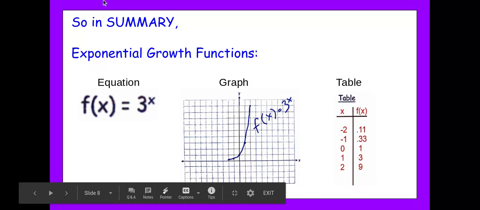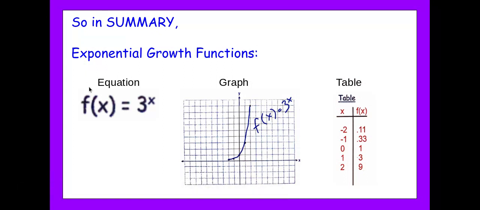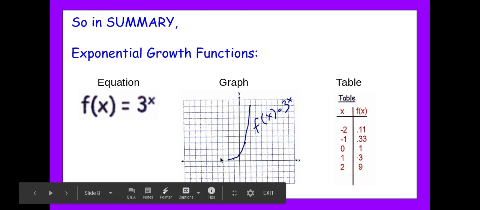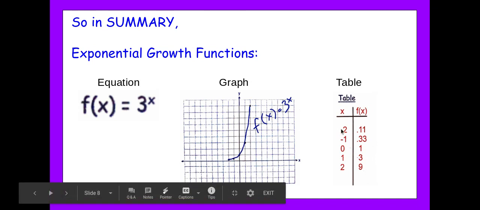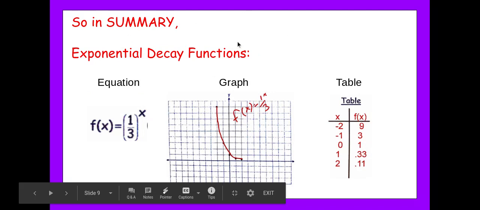So let's just summarize what we found out. When we have the equation f of x equals 3 to the x power, we notice the graph increased from left to right. Also, we notice that the values of y increased as we were increasing in the x values. When we switch to the decay formula, we notice that it was a fraction base, and the graph decreased from left to right. And so did the y values. They decreased from left to right.